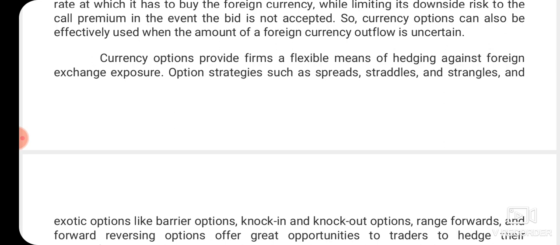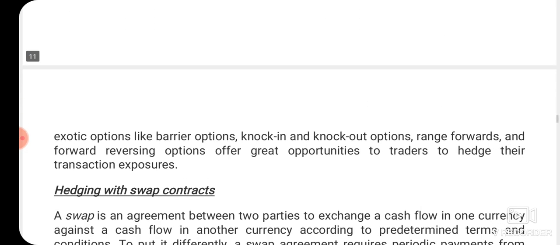In further videos I'll explain what is meant by spreads, straddles and strangles, and exotic options like barrier options, knock-in and knock-out options, range forwards, and forward reversing options. All of these offer great opportunities to traders to hedge their transaction exposure. I will explain option contracts and the types of options, like exotic options or reversing options, in detail at another time.